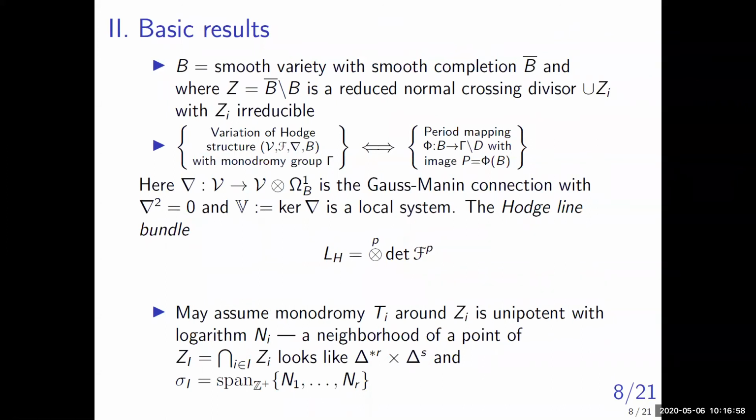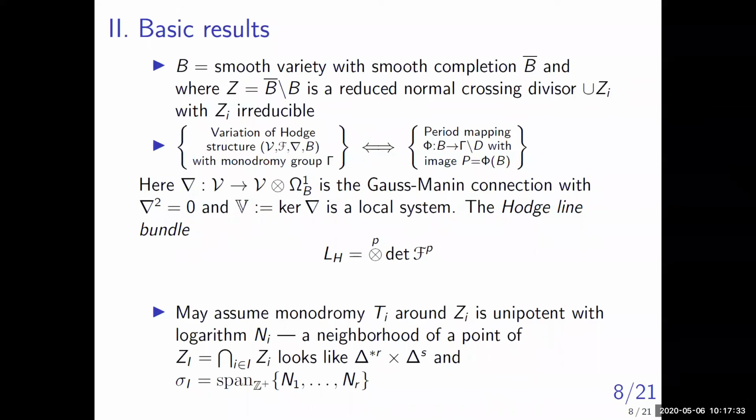So the basic results are these. We begin with a smooth variety. We're thinking here of a Zariski open in a complete variety, B bar, whose complement is a reduced normal crossing divisor. It's the usual picture that you have a quasi-projective smooth variety with a smooth logarithmic completion.